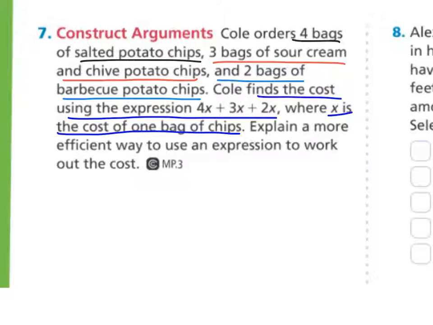Explain a more efficient way to use an expression to work out the cost. So a more efficient way would be that we could combine those together, and that would be the same as 9x. Basically, we've got 9 bags. They all cost the same amount. Let's just do 9x instead of 4 times a number, and then 3 times a number, and then 2 times a number, and then adding them together. Okay, this would be a lot quicker way of doing that.